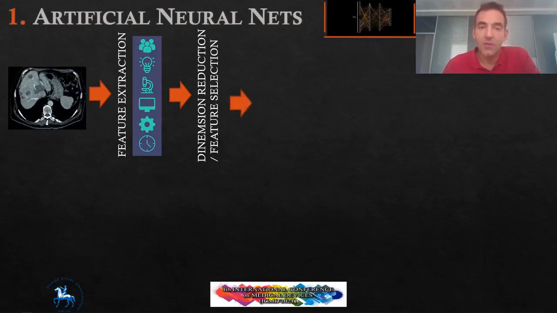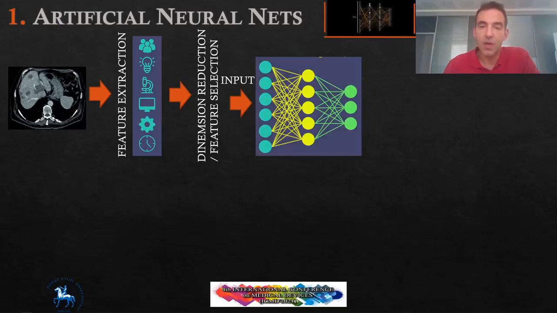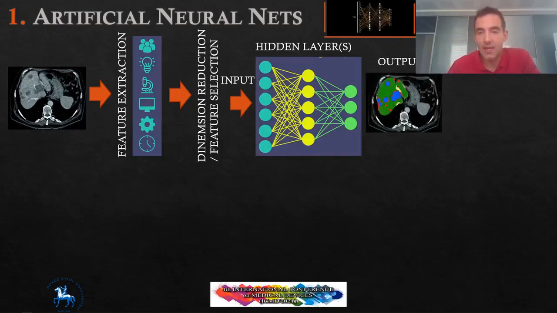So to prevent these, we use dimension reduction or feature selection. Once we apply this, we use the input to our artificial neural network, and we use a hidden layer or layers, depending on our application, and we get an output. So, for example, here our output is a liver with lesions and other clinically important regions painted by the algorithm or found by the algorithm.